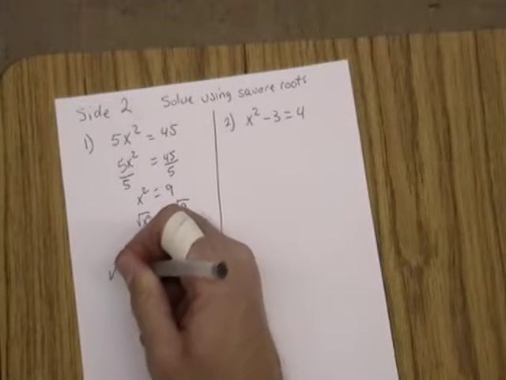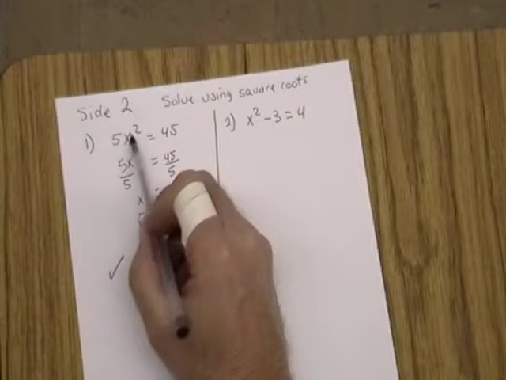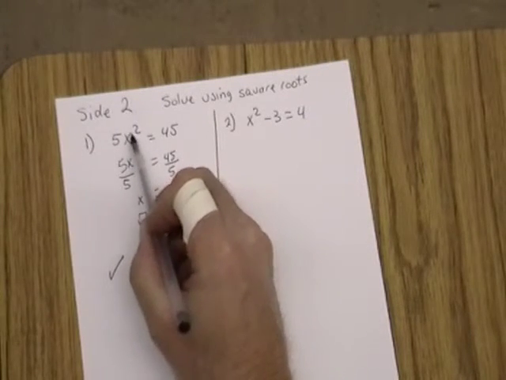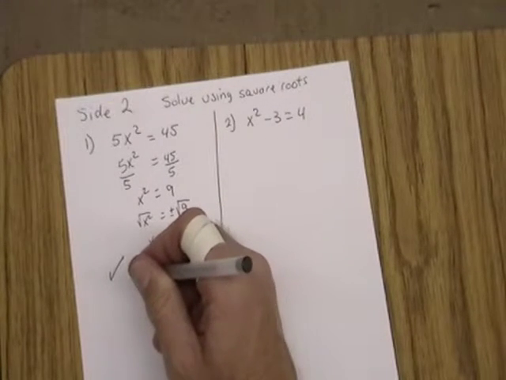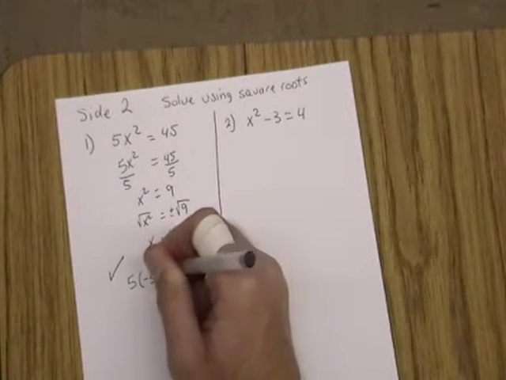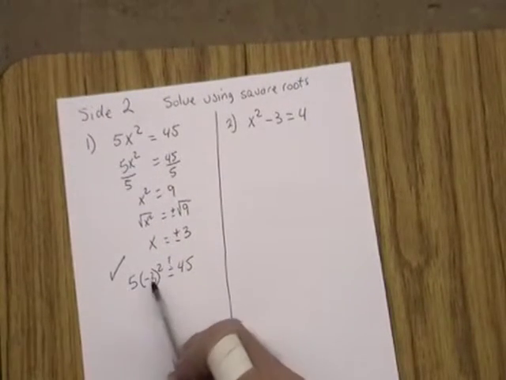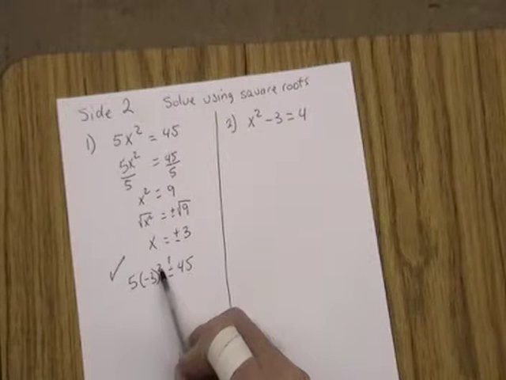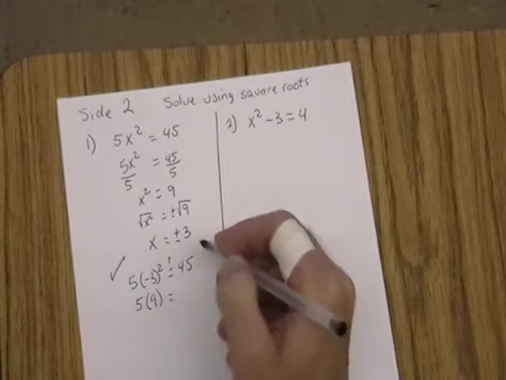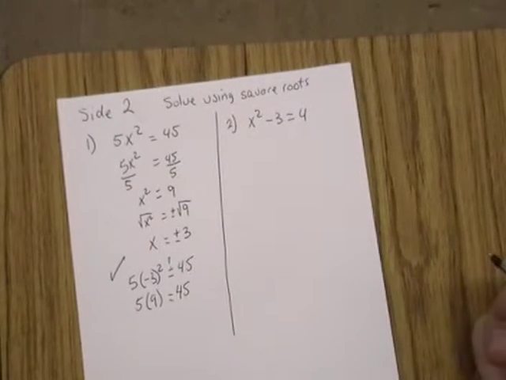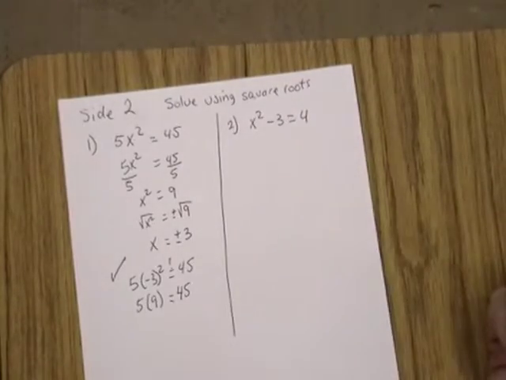Now if you check this, you go 5 times 3 squared, which is 9. 5 times 9 does equal 45. If you check the negative 3, it's 5 times negative 3 squared equals 45. Negative 3 squared is a positive 9. 5 times 9 then equals 45, which is true. So you can see that both of these make this equation true.